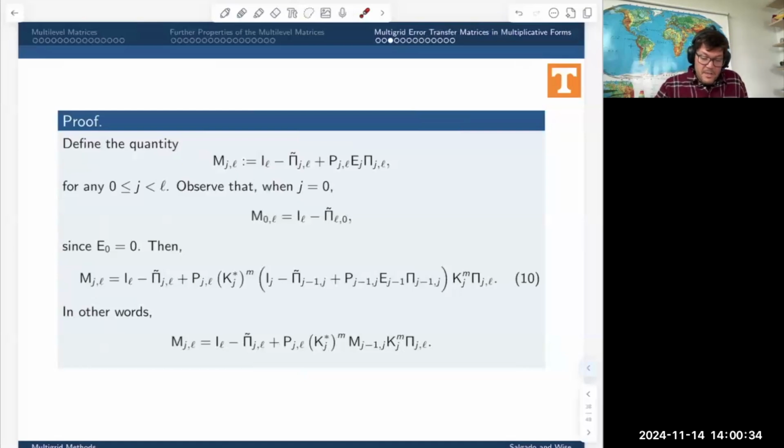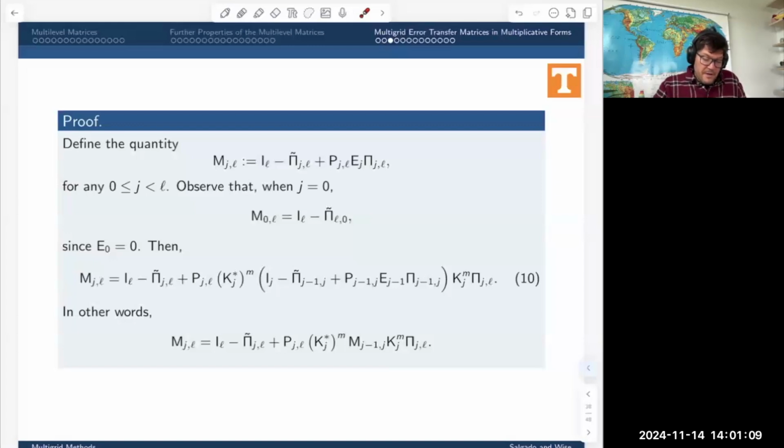So let's define the quantity M_JL. That's going to be I_L minus Pi_JL tilde matrix. Okay, so this part here is square everywhere. That's good. So this must be a square matrix, plus P_JL, E_J, Pi_JL. All right, so you probably can see why I'm defining this, and that's because these matrices are going to be part of the error transfer matrix. They're important parts of that.